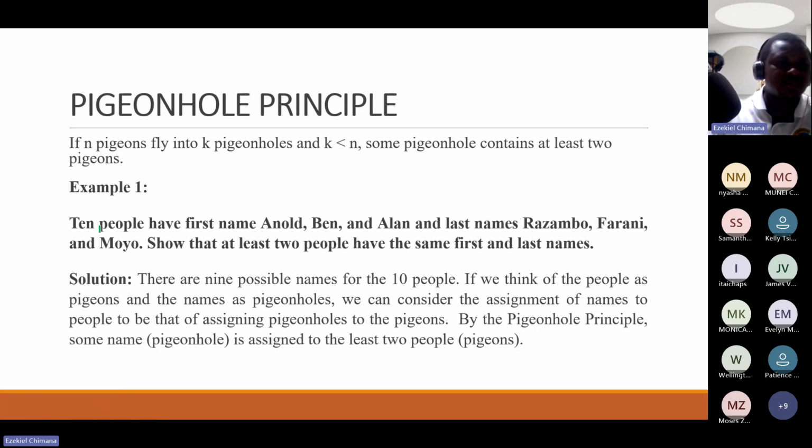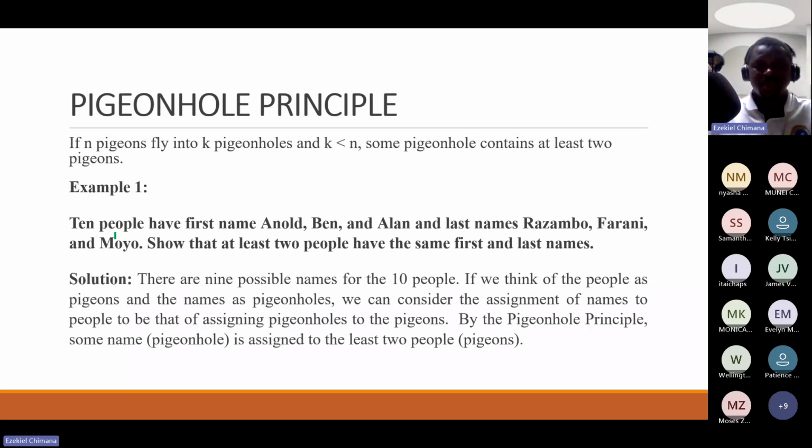All right. So this, for example, here we are saying 10 people have first names Arnold, Ben, Alan, and the last names are Razambo, Farani, and more. So these are just 10 people whose first names are Arnold, Ben, and Alan, and then the last names are Razambo, Faran, and more. Then the question is saying show that at least 2 people have the same first and last names. We need to show that.